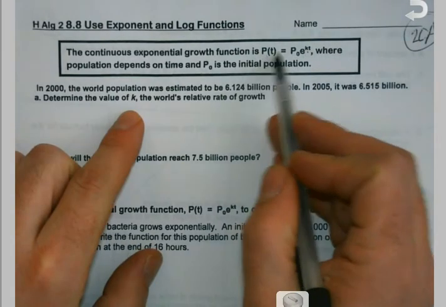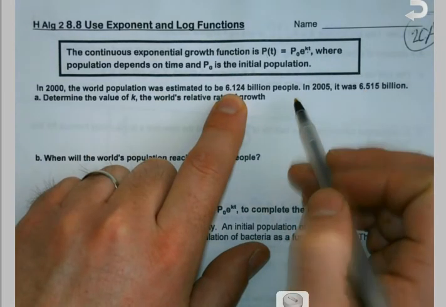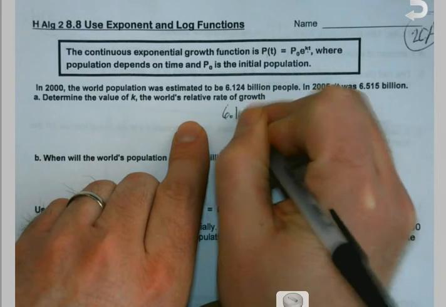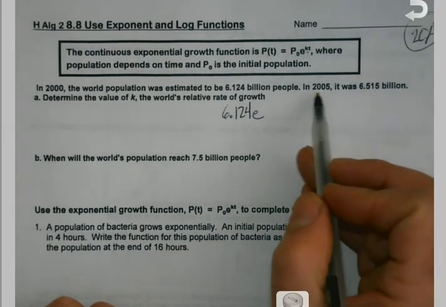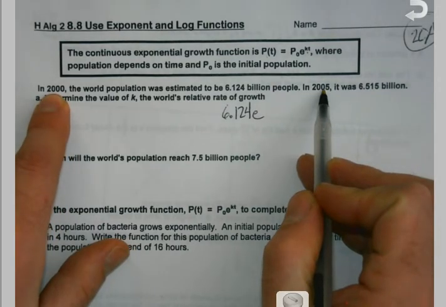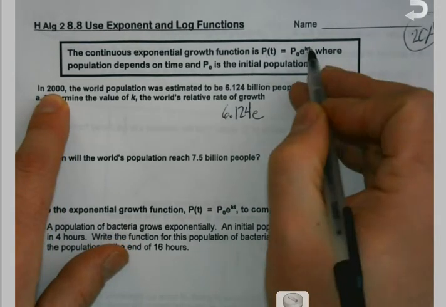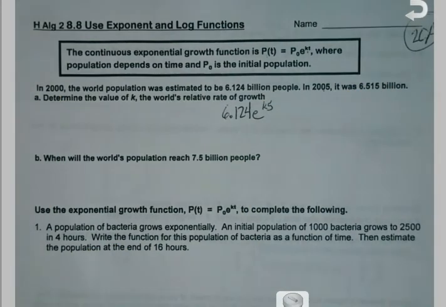So let's see here. Let's start with some simpler stuff. All right, so when we started, our initial population was 6.124 billion. And we'll just leave it in that decimal point for right now. We won't put all the zeros in here. And one other thing I know is that e is not going to change because that's a value. So let's see, what else can we figure out here? In 2005, wait a minute. We started in 2000. Now we're in 2005, so my t value is going to be 5. If some of you feel more comfortable writing 5k, I'm going to change it to that in a minute.